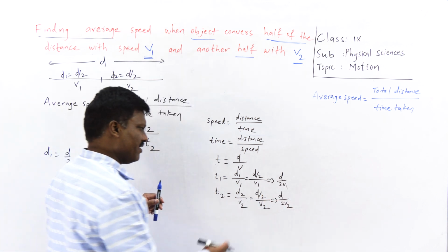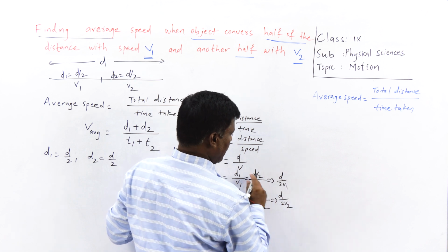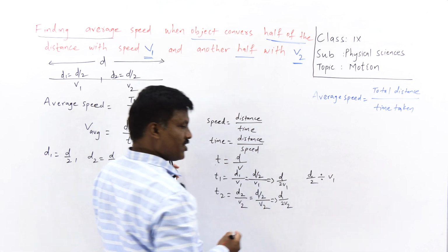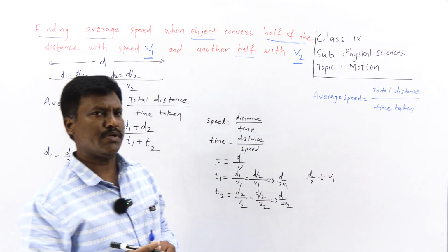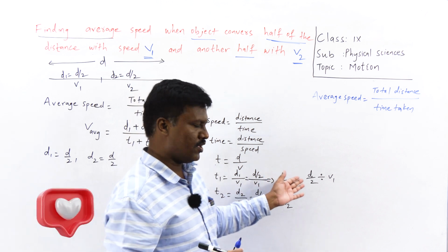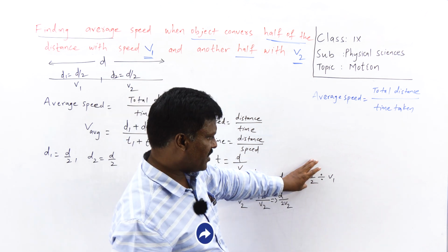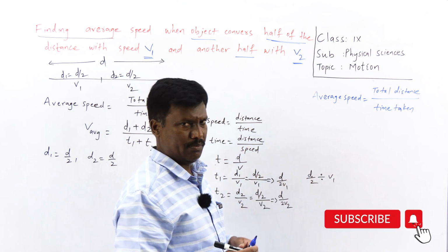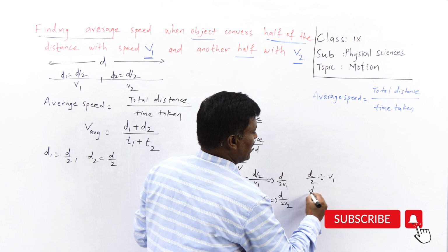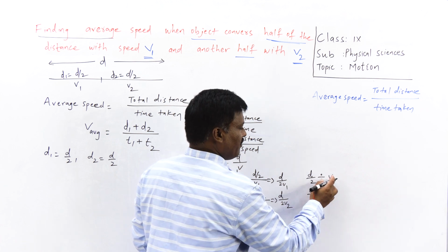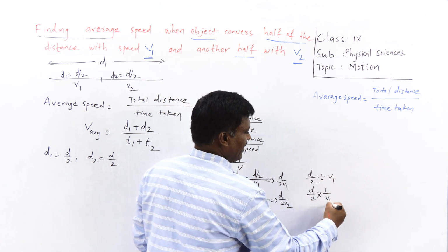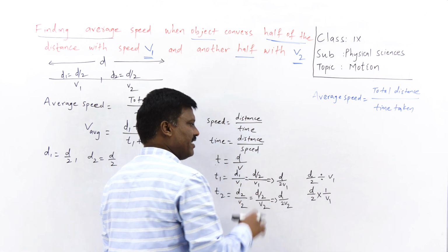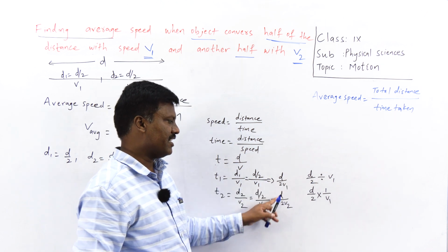Most of the students will confuse here. How this will become? Simple idea. D by 2, this is division, divided by V1. Addition of fractions is possible, subtraction of fractions is possible, multiplication of fractions is possible, but division, no. So whenever there is a fraction and whole number, fraction and fraction, if there is a division between those two, instead of division, we do multiplication. When we do multiplication, instead of V1, we have to write the reciprocal of the V1, then D into 1 becomes D, 2 into V1 becomes 2V1. This way we have to get this one. This is also in the same way we get D by 2V2.